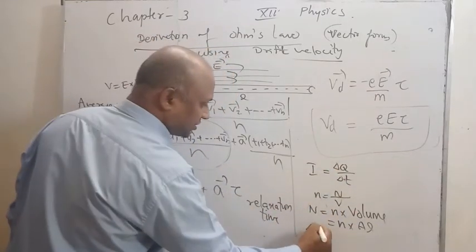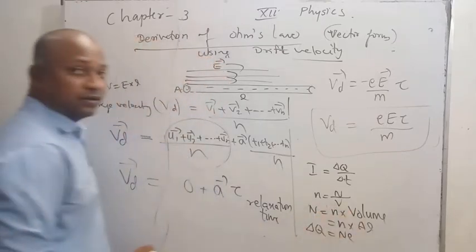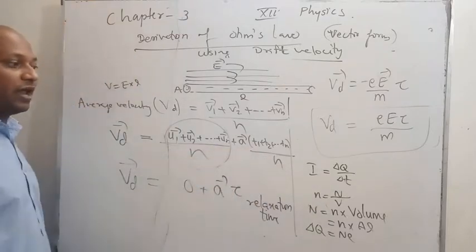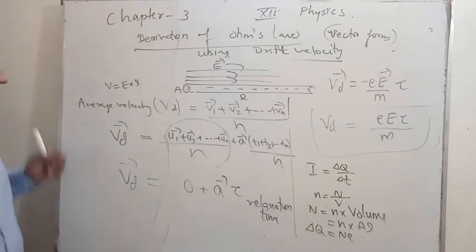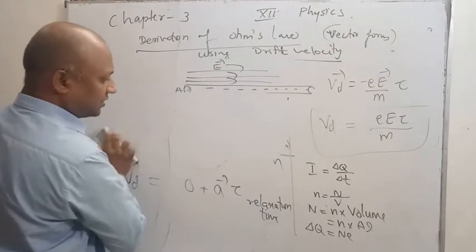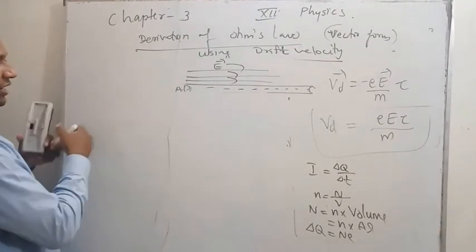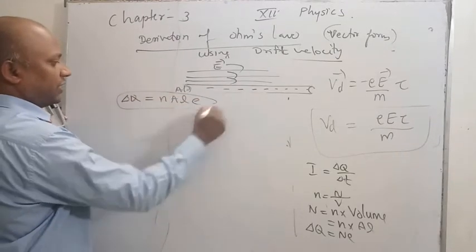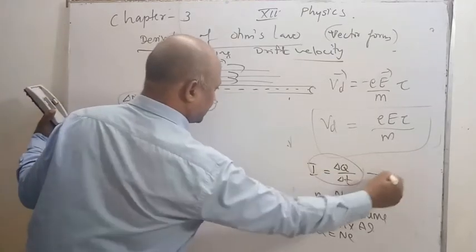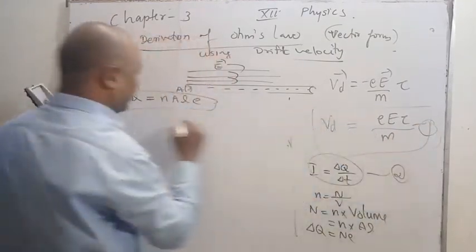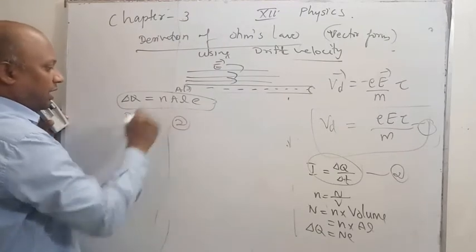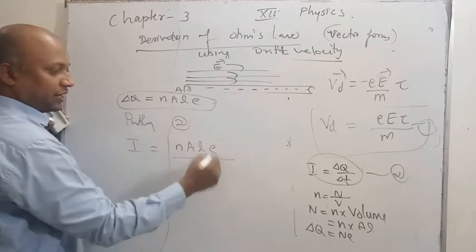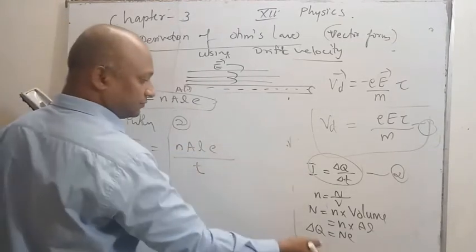And what about the charge? Charge is equal to N into e, because one electron has charge e, so N electrons have charge Ne. You can put the value of N here. When we calculate this, the final answer for delta Q is nALe. That's the value for delta Q. Putting this in equation 2, you will get I is equal to nALe upon delta T, or you can write Q upon T.